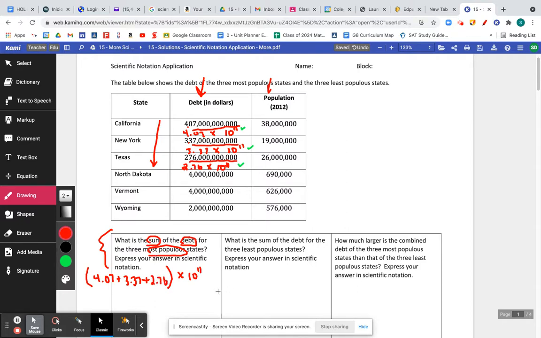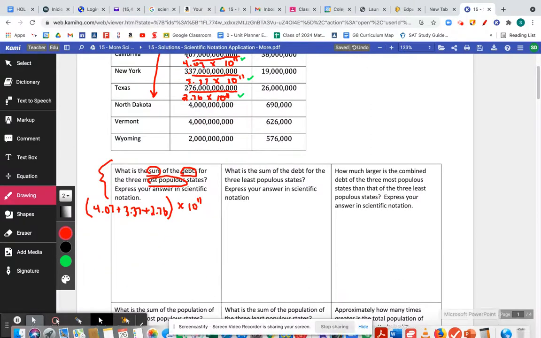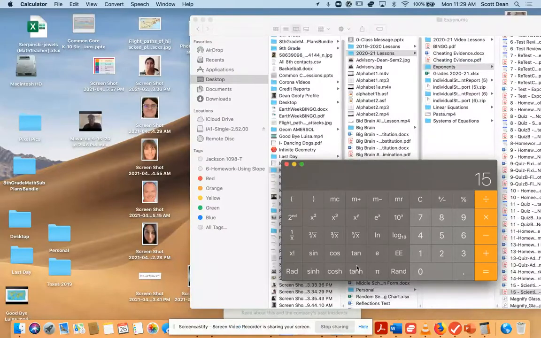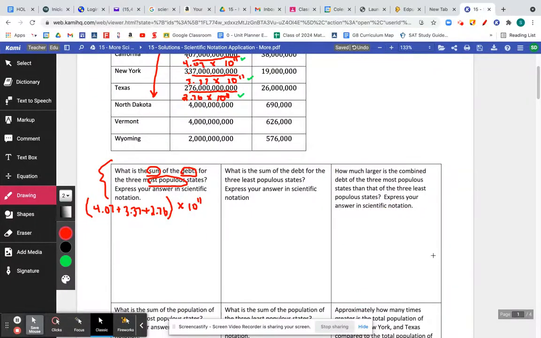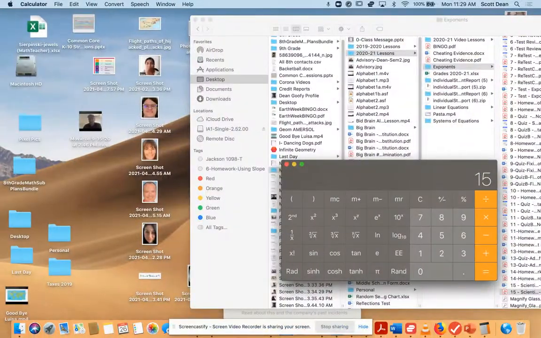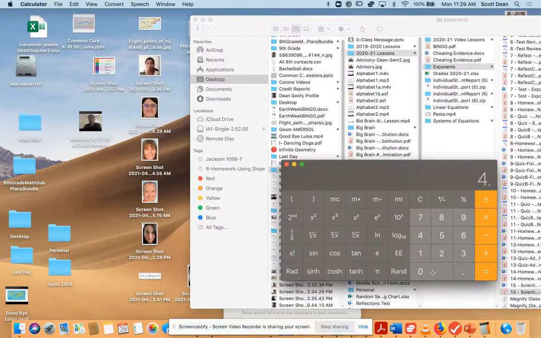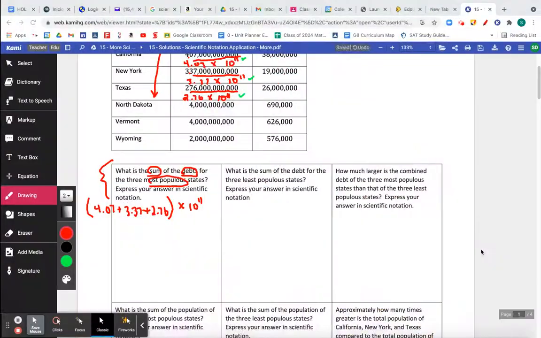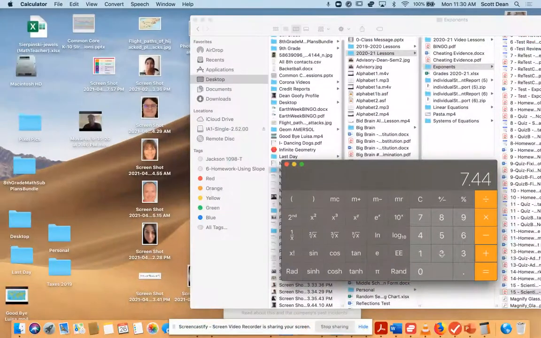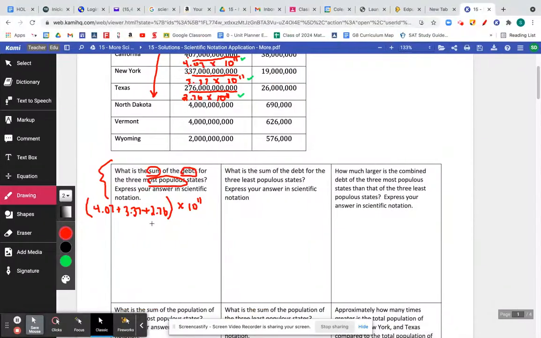So when we take a look at that one, we can add those up. I'm going to grab a quick calculator and add those up. 4.07 plus 3.37 plus the other one, 2.76. That's 10.2. So all of this part becomes 10.2 times 10 to the 11.